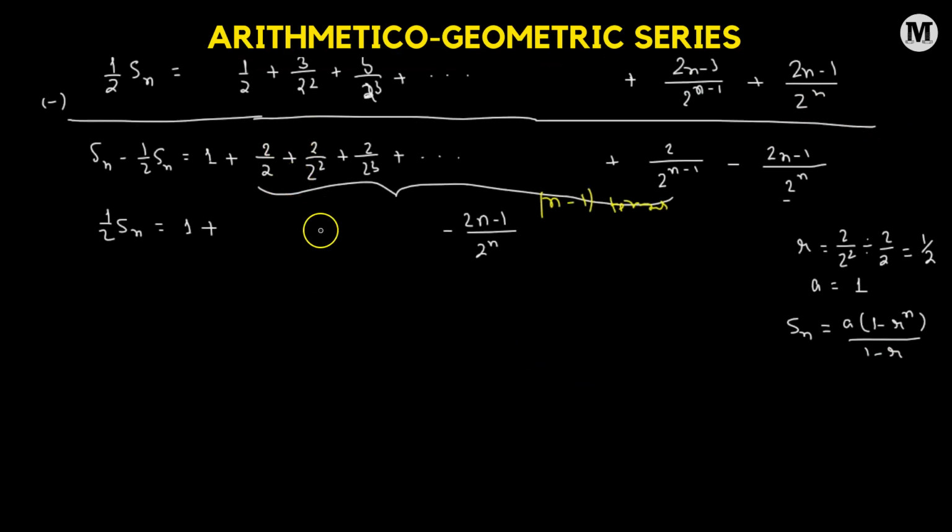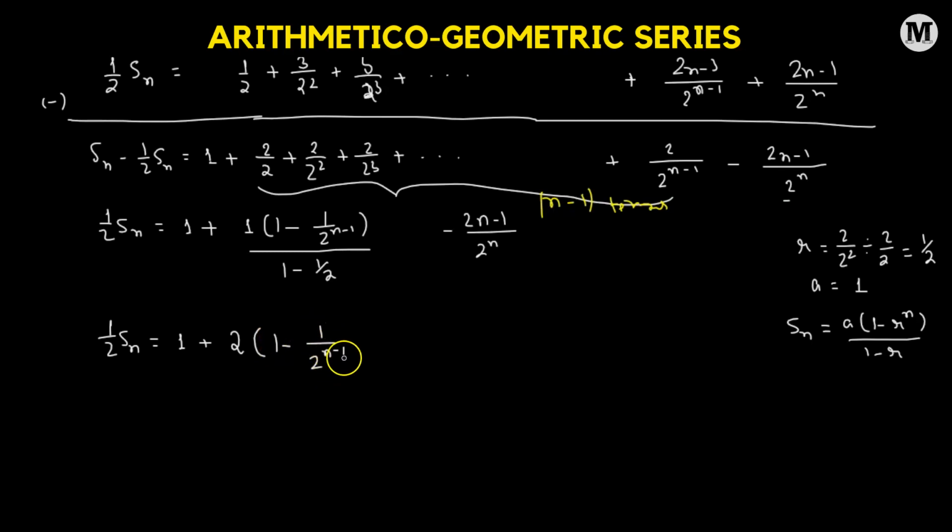Now we are ready to apply the general formula for finding out the sum of the given geometric series. We have the first term, that's 1, multiplied to 1 minus the common ratio, which is 1 half, raised to the power of the total number of terms, that's n minus 1, divided by 1 minus the common ratio, that is 1 half. So here we have half Sn equals 1 added to 1 divided by 1 minus 1 half, that's 1 half. When it goes to the numerator, that simply becomes 2. We have 2 multiplied to 1 minus 1 over 2 raised to the power of n minus 1, minus we have 2n minus 1 divided by 2 raised to the power of n.